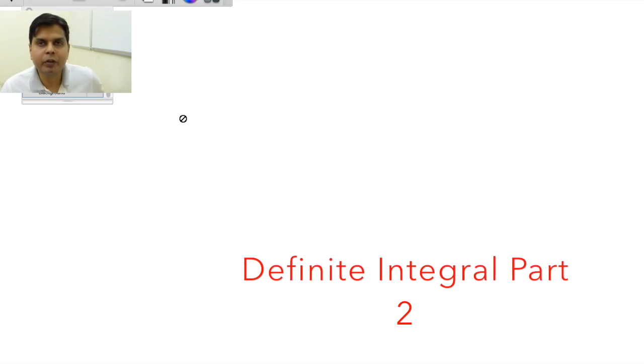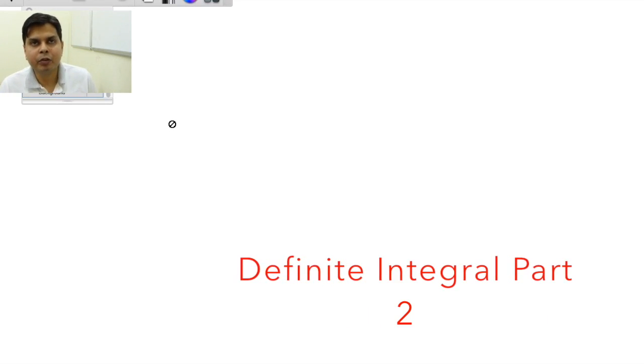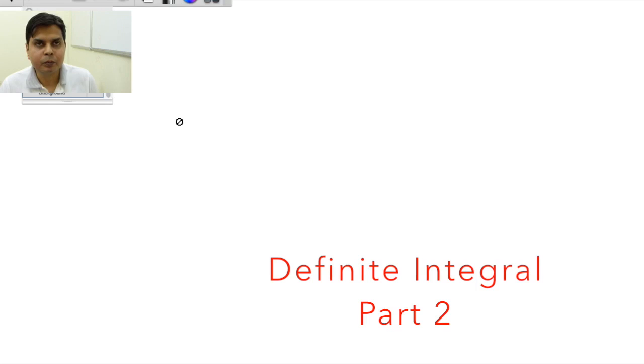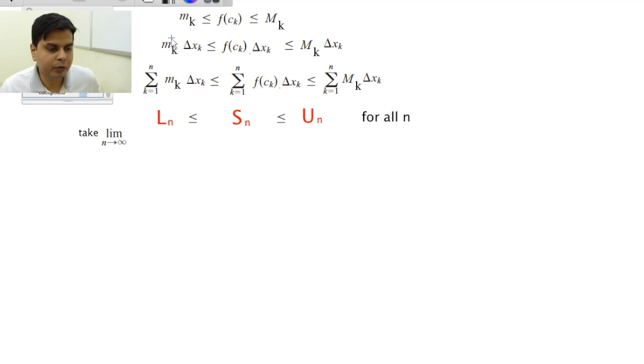So now I have proved that if you take the minimum value of the function m_k or the maximum value of the function in that particular subinterval, in that particular rectangle, ultimately you will reach the exact value a. But what if I take any arbitrary value f(c_k) in that interval? I will prove that also. Suppose I am taking any arbitrary value of the function in that particular subinterval delta x_k.